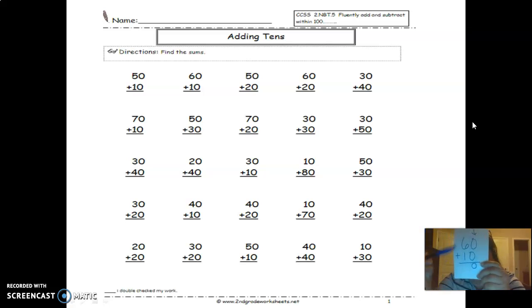Okay, here you go. 60 plus 10. So 0 plus 0 is 0. And 6 plus 1 is 7. So your answer is 70. So, okay, let's try the following problems on your own.